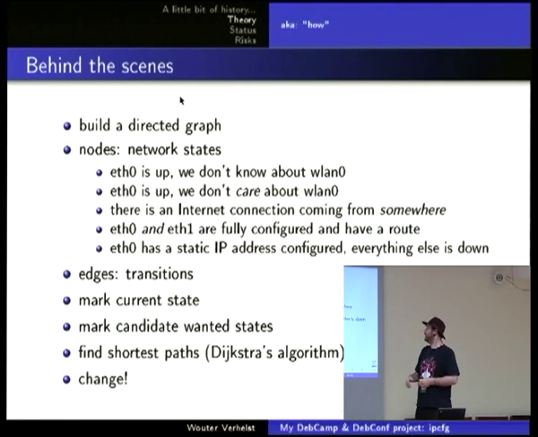Or finally, we could have something saying eth0 has a static IP address configured and everything else is down. In this case, we would not allow wlan0 to come up. If it does come up, we would bring it down immediately again.